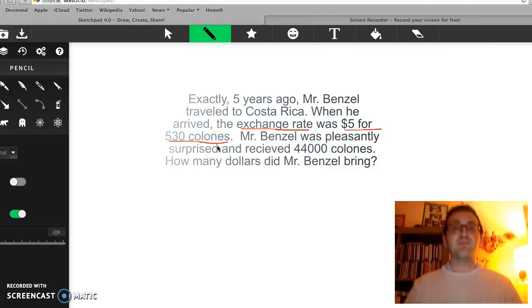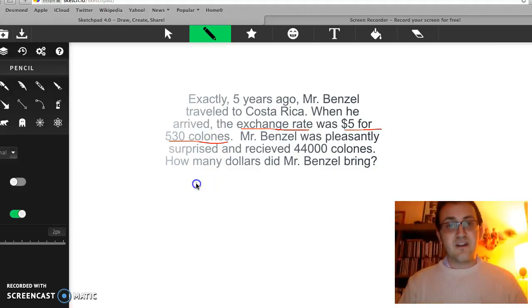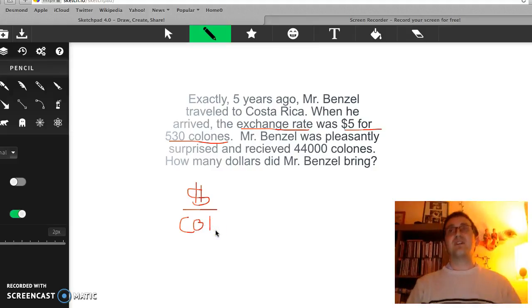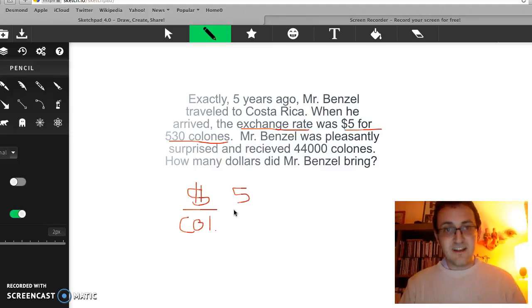One of the central things that's important in these ratio and proportion word problems is actually thinking about what we are comparing. So we are comparing dollars to colones. And once we know exactly what we're comparing, we can set up ratios exactly the way that we need to solve what we need to solve for in the word problem. So I'm going to say dollars over colones.